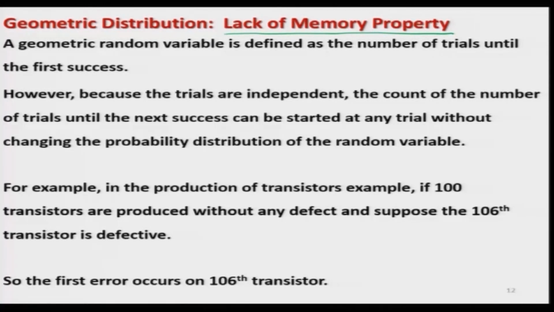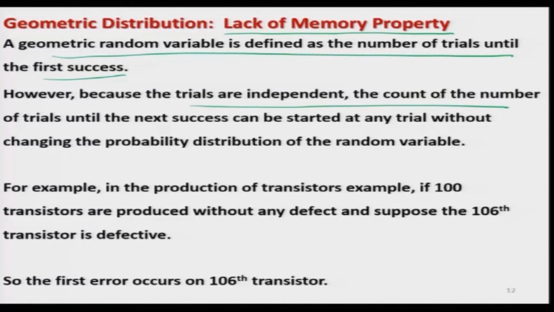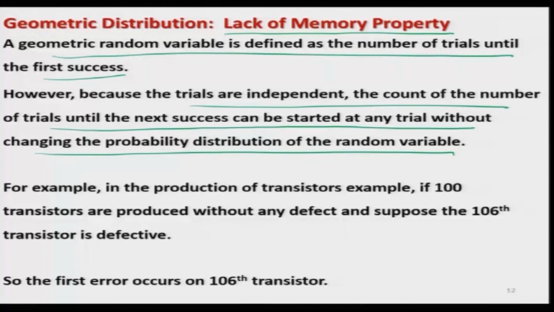in data science. We know that a geometric random variable is defined as the number of trials until the first success comes. Because the trials are independent, the count of the number of trials until the next success can be started at any trial without changing the probability distribution of the random variable. This is the basic idea behind the lack of memory property. Let me explain this through a very simple example.